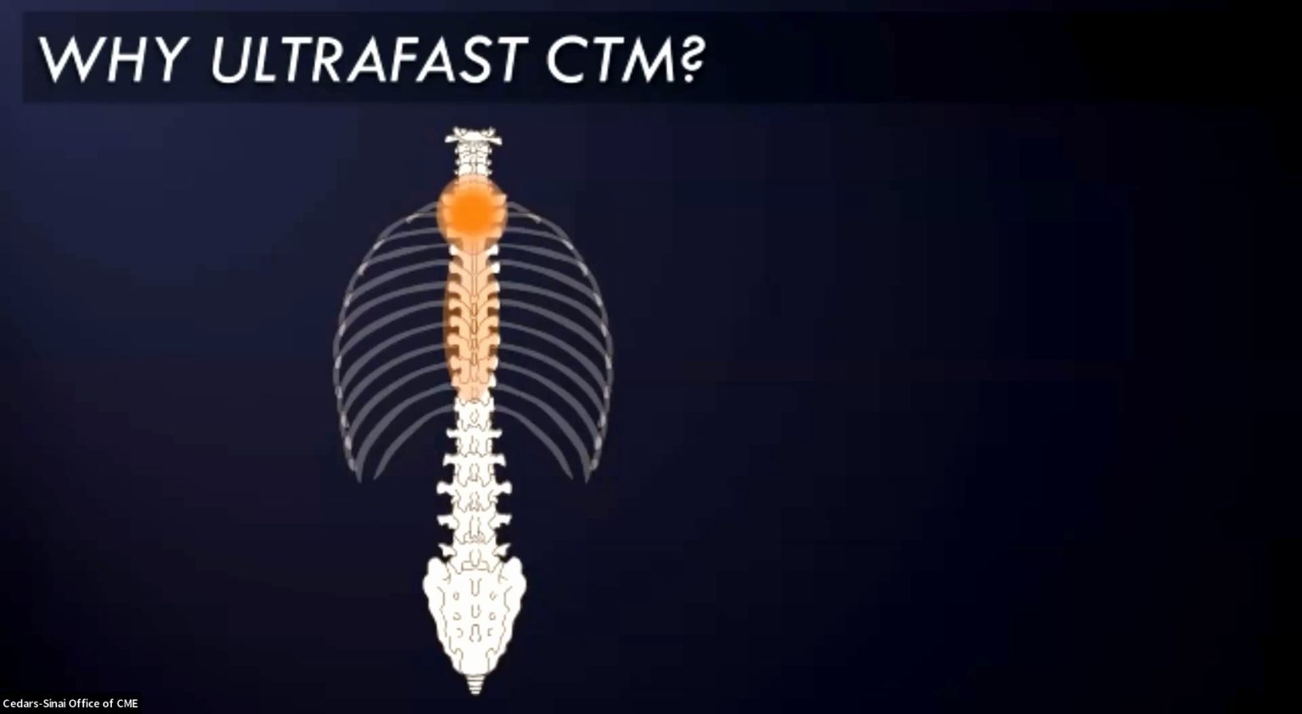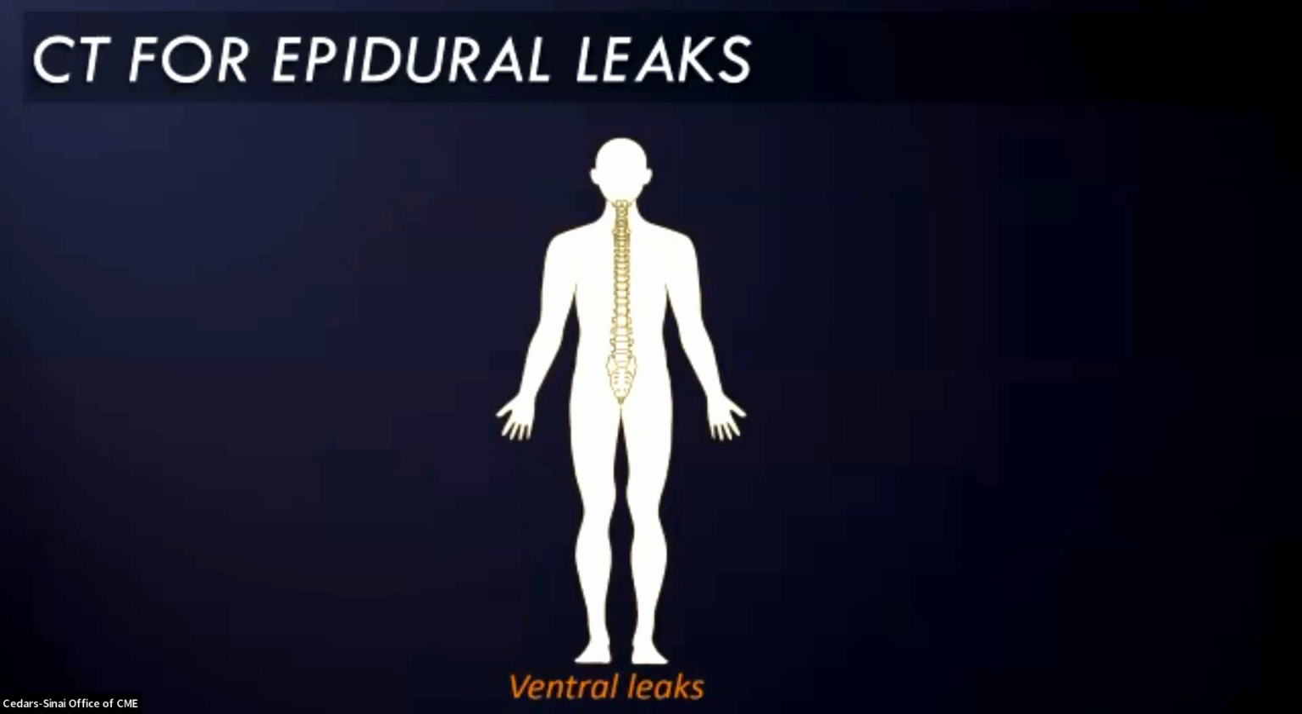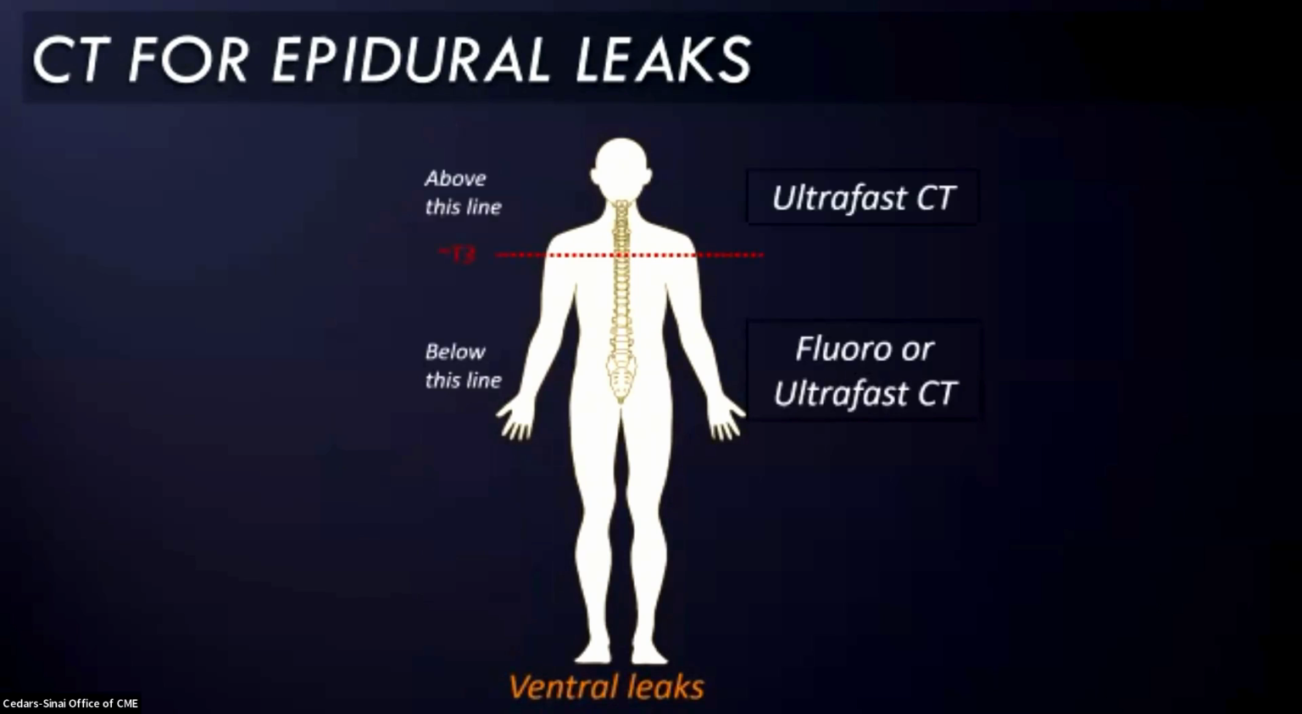And so why ultrafast CTM? Again, because most of these ventral leaks will occur up here, and that happens to be where the shoulders are. So here's just another example of one of those ventral leaks. At least for me, if the leak is below the T3 level, I think fluoro techniques are really great. I love the convenience and the speed that fluoro brings there. I think you can also do that evaluation with ultrafast CTM. Above that line, because of the shoulder issue, I prefer the ultrafast CT technique, but again, that's what I'm comfortable with.